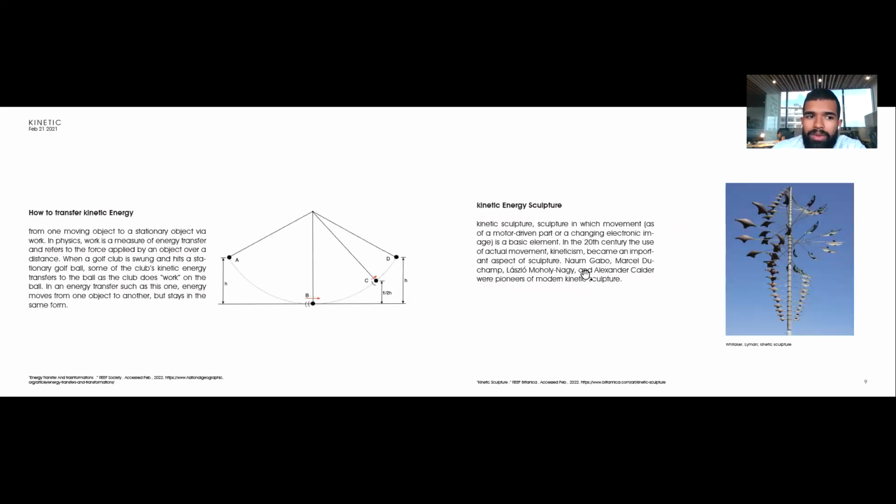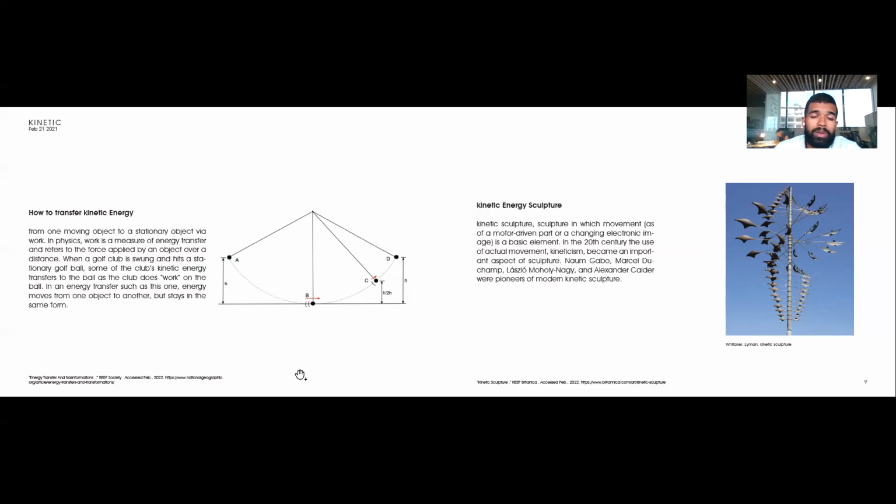So how do you transfer kinetic energy from one moving object to a stationary object via work? In physics, work is a measure of energy transfer and refers to the force applied by an object over a distance. When a golf club is swung and hits a stationary golf ball, some of the club's kinetic energy is transferred to the ball, and the club does work on the ball. In an energy transfer such as this one, energy moves from one object to another, but stays in the same form.